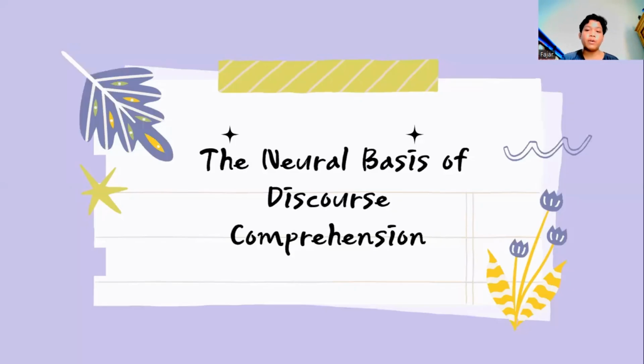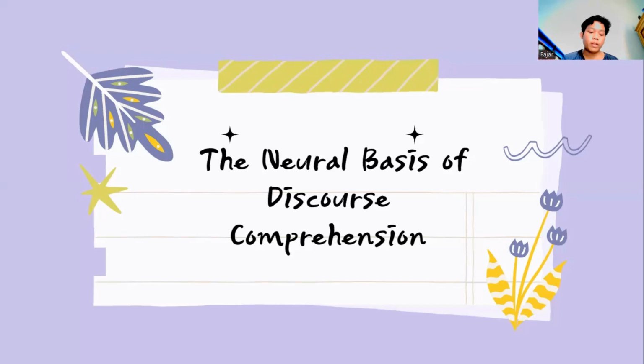And the last one is the neural basis of discourse comprehension. Tasker highlights the various brain regions, including the inferior frontal gyrus, middle temporal gyrus, and angular gyrus, that play a role in different aspects of discourse processing like syntax, semantics, and pragmatics.